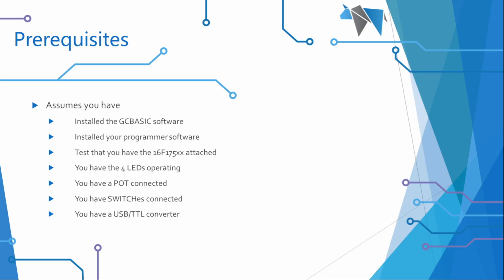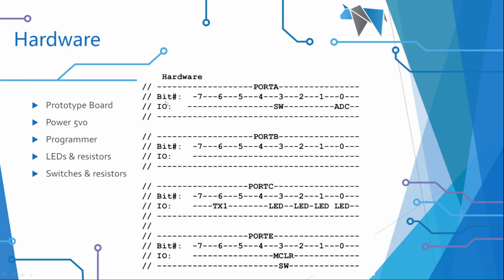So I'm assuming that you've come here, you've installed the software, you've got your programmer and software working, and that you've installed the 16F175 chip family. I'm using a 16F175xx. I'll show you that shortly. I've got a number of LEDs, a potentiometer, a switch, and now you have a USB TTL converter. I'll show you one of those very shortly.